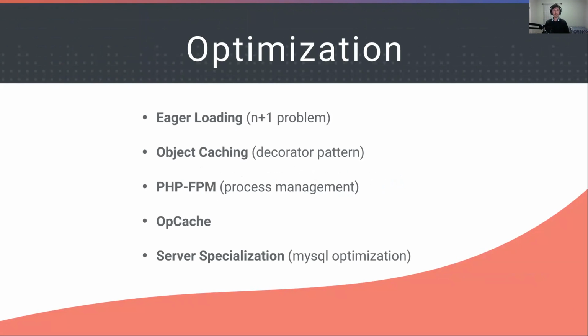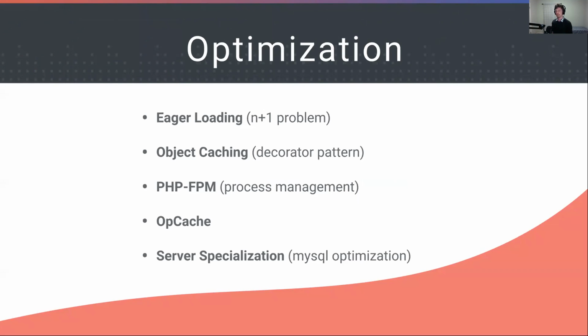So we're going to talk about eager loading with Eloquent, and I'm sure Jonathan Reinink is going to talk about that more. I'm just going to talk about this one specific thing, so don't worry, John, I'm not stomping on your feet, I think. Object caching and using the decorator pattern, which is a nice pattern that I like to use in my code to add caching without making my code ugly. PHP-FPM, so this is more on the server side.